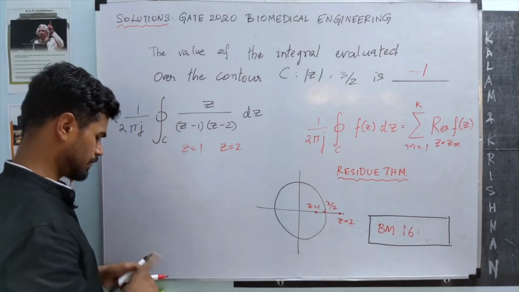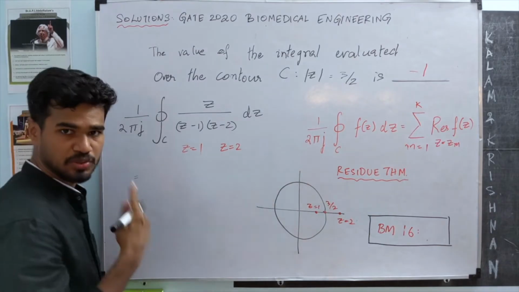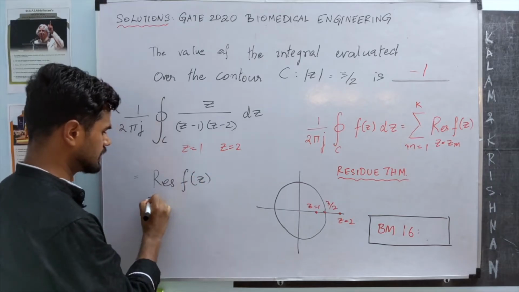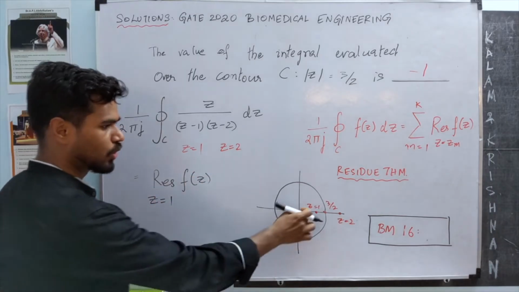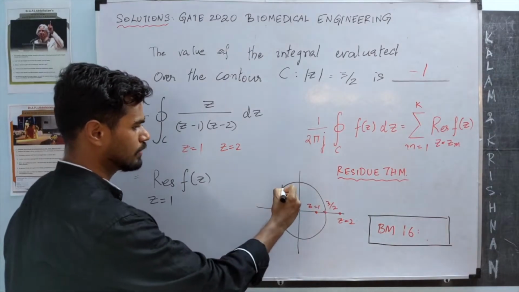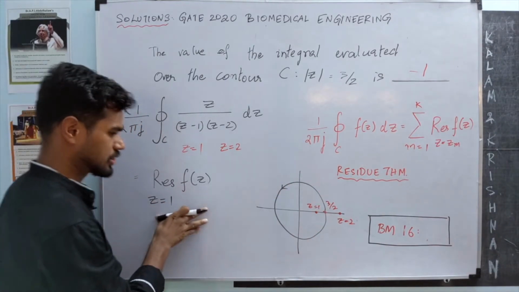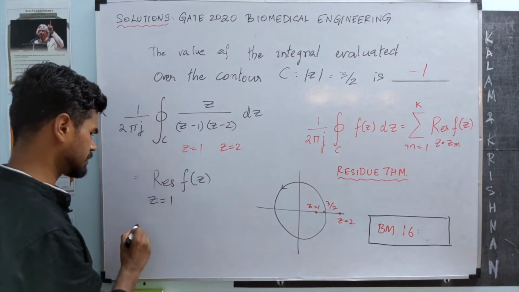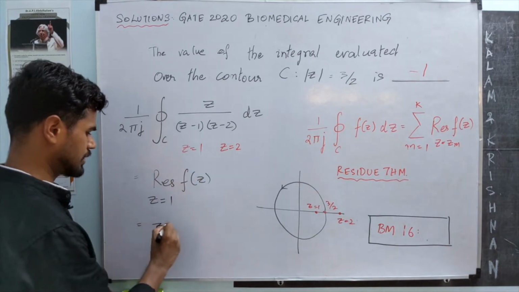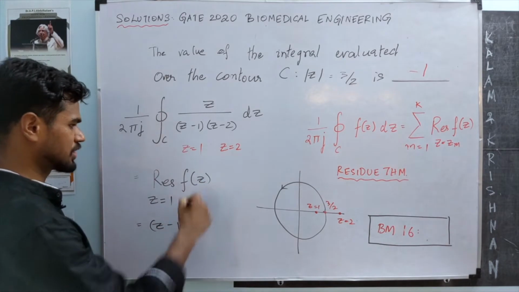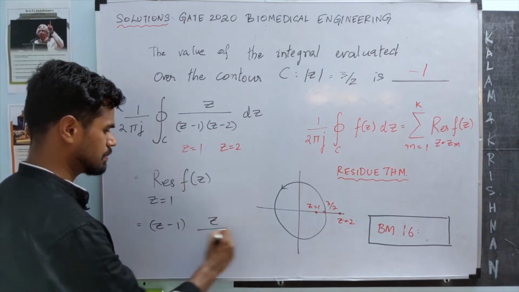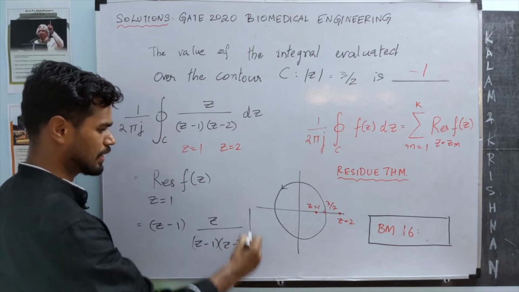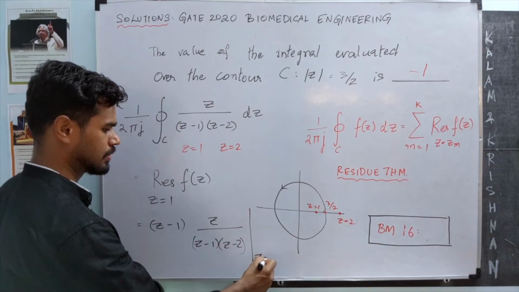So for this problem, the summation becomes one term, which is the residue of f of z at z is 1. There is only one singular point inside the contour, which is traversed counterclockwise, and only that term shows up in the residue. Okay, now how do we calculate this residue of f of z? That's very simple. Take the singular point, z minus 1, multiply that by the function f of z, which is z by z minus 1 into z minus 2, right? Evaluate it at the singular point, z is 1.